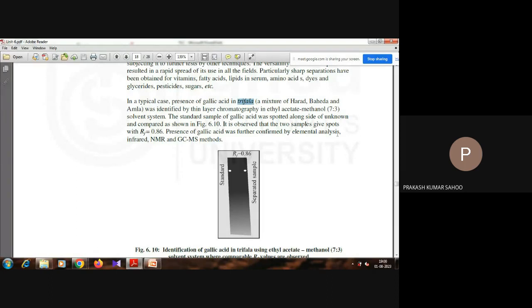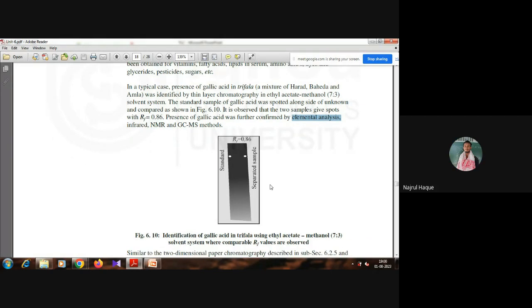All these things you have already learned from your MCH-03 paper, from Dr. Mona Lisa Mahapatra. So these are the basic spectrophotometric techniques used for the detection of the unknown component in a sample. And TLC is just the cross-checking of whether the particular component is present in our sample or not.